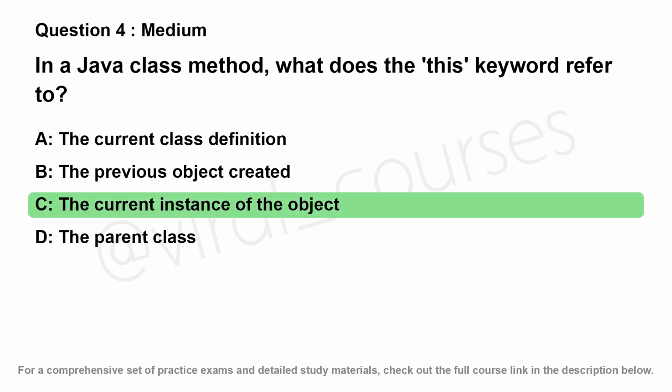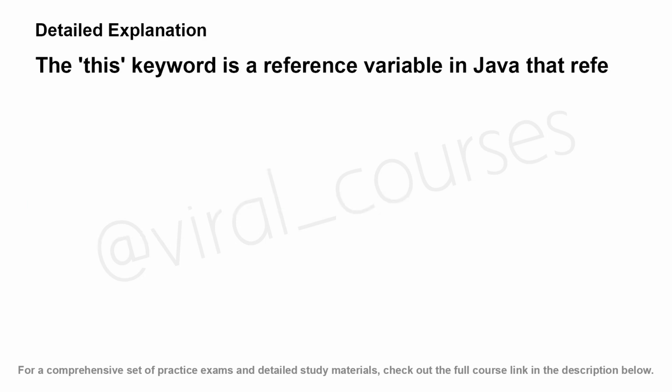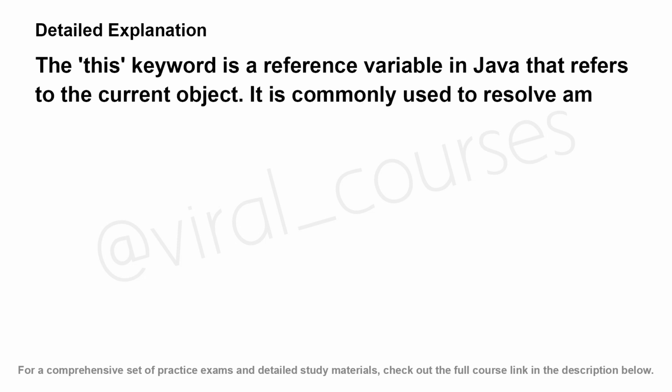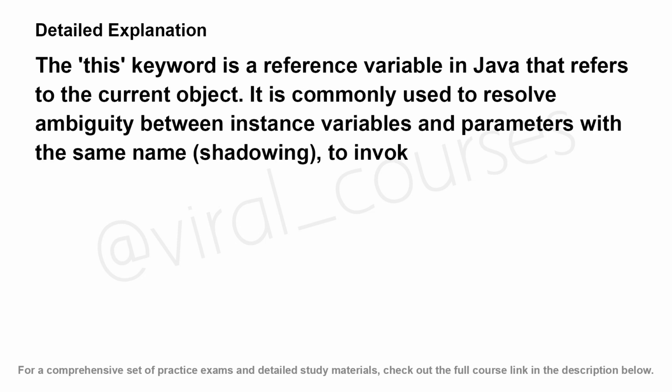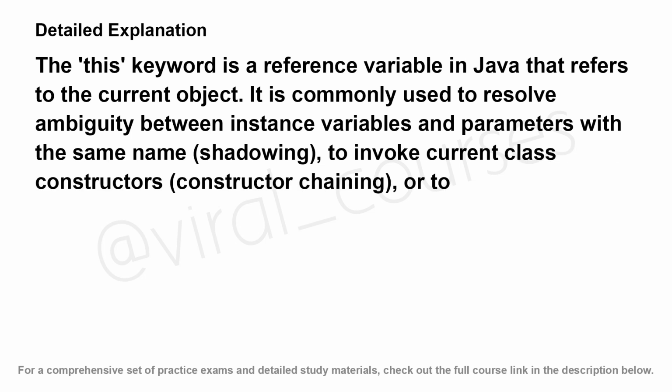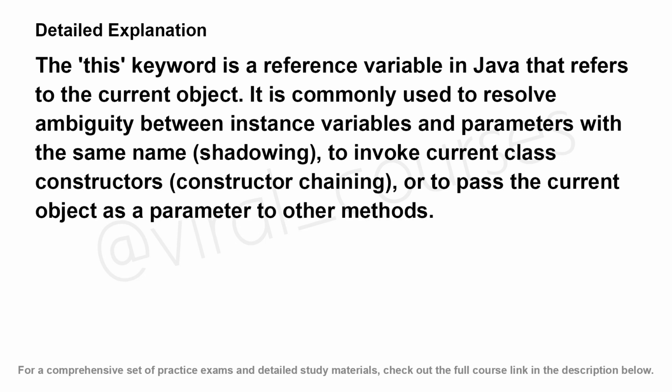The correct answer is C. The this keyword is a reference variable in Java that refers to the current object. It is commonly used to resolve ambiguity between instance variables and parameters with the same name, called shadowing, to invoke current class constructors, called constructor chaining, or to pass the current object as a parameter to other methods.